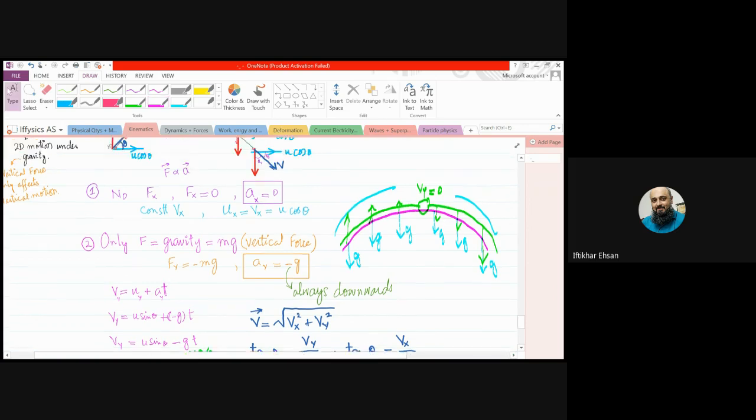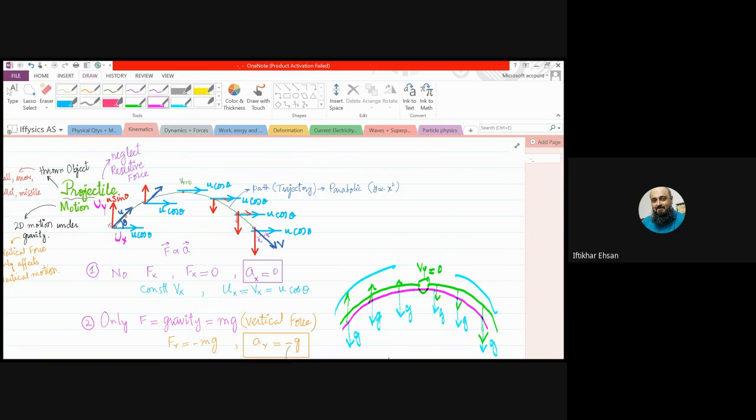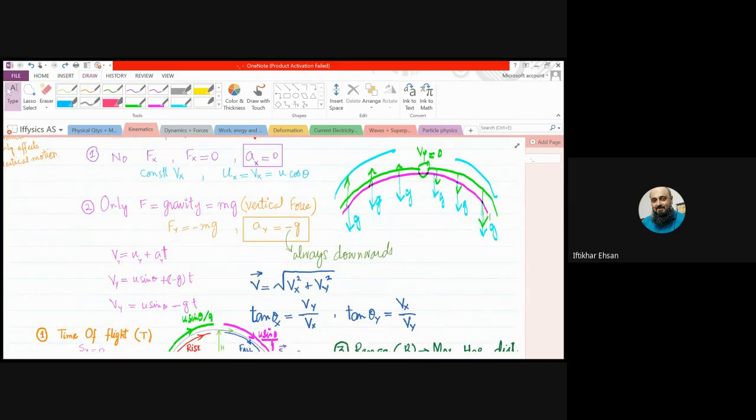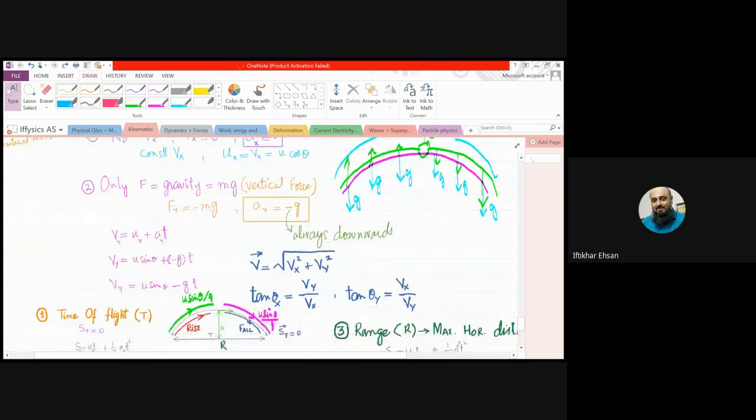So we know the initial horizontal component is u cos theta, and the vertical component is u sin theta. Here u means initial, so this is our initial horizontal component, and this is our initial vertical component. Right? So we know the initial horizontal and vertical velocity. So what about the vertical velocity at any time? Like we have to find the vertical velocity at that point, at that point, at that point. For that we need to have the time.